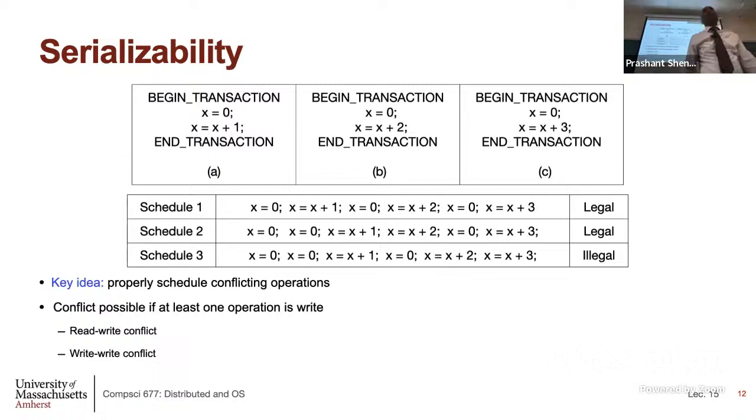Okay, the answer is yes, because you could have run them as A, B, and C. That will give us X equal to 3. You ran them sequentially for that. So this interleaving is valid. You'll say this is fine. You'll take it.